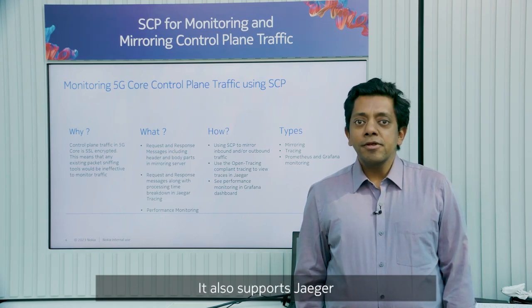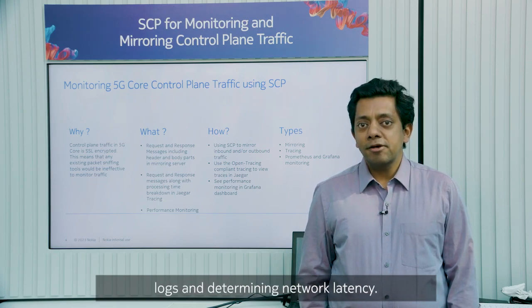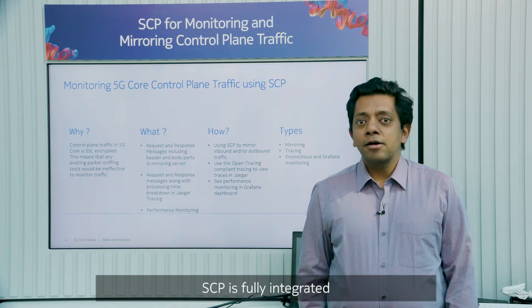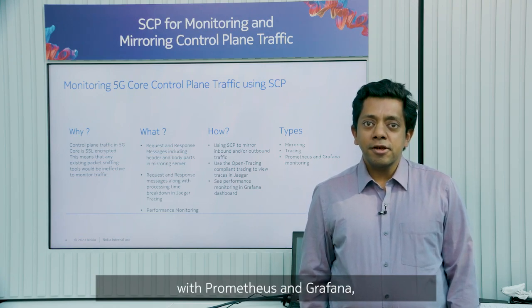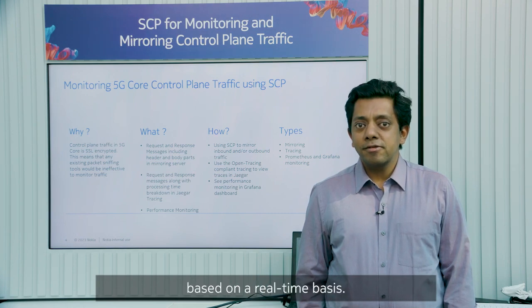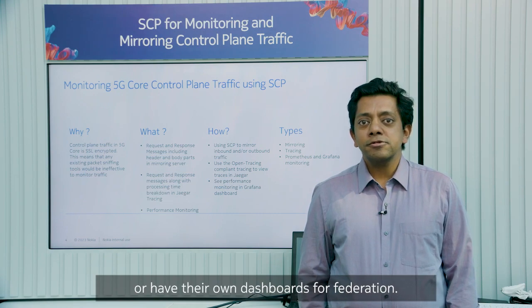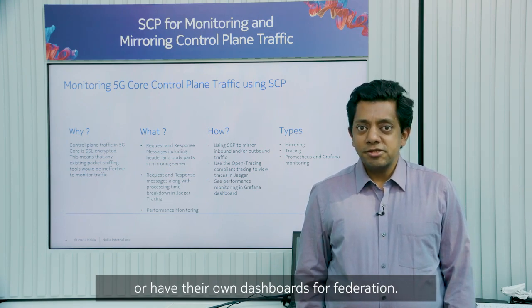It also supports Jaeger tracing for tracing application logs and determining the network latency. SCP is fully integrated with Prometheus and Grafana, which gives it the ability to monitor performance on a real-time basis. Operators can use CST-provided dashboards or have their own dashboards for federation.